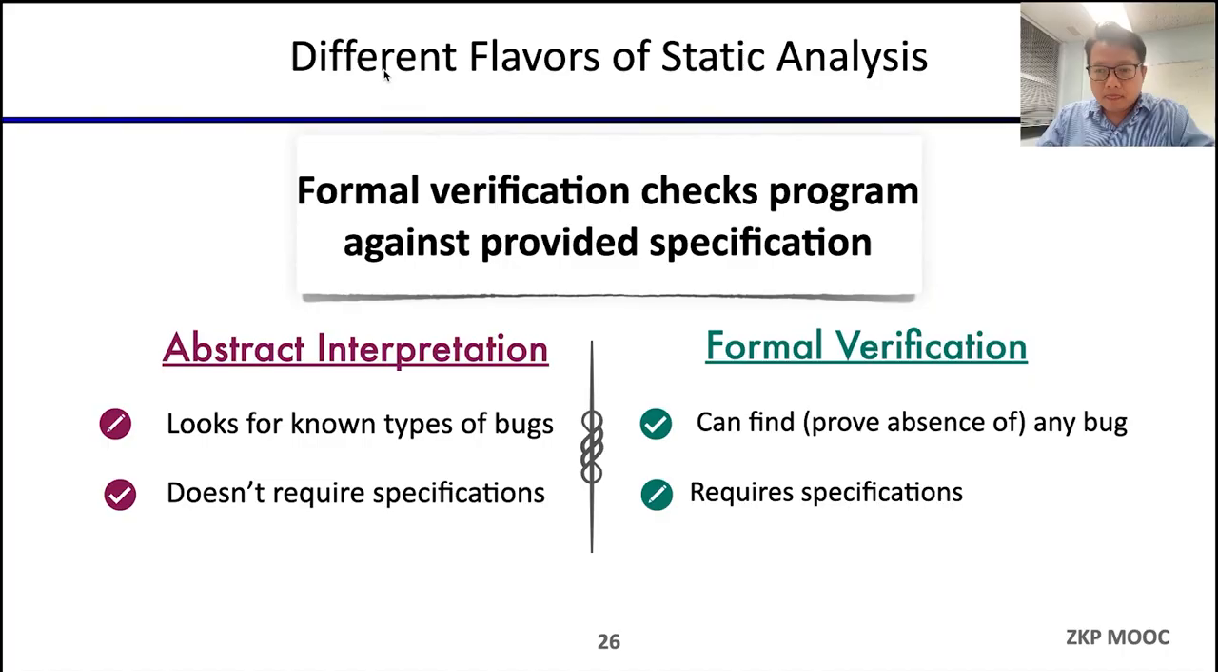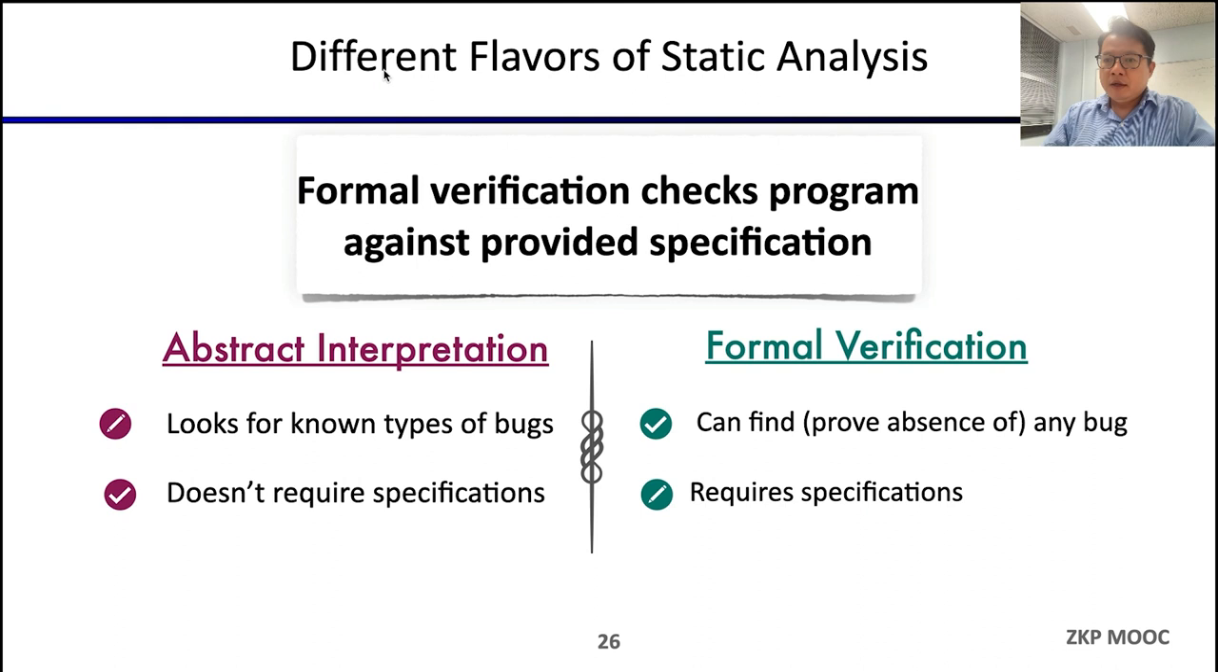Excellent. That concludes my presentation in section one. To recap quickly, in section one I briefly introduced some basic terminology as well as concepts in formal methods. I particularly introduced two different flavors of static analysis. One is based on abstract interpretation and the second is based on formal verification. We also reviewed their pros and cons as well as their trade-offs in practice.